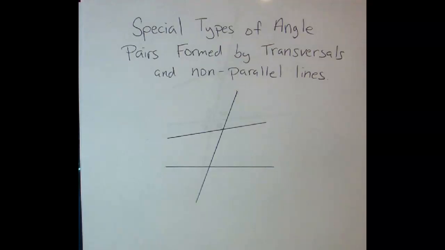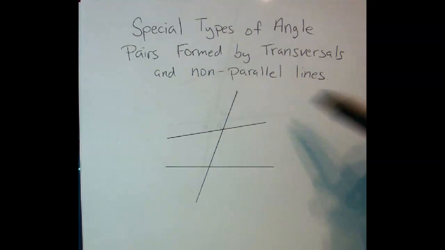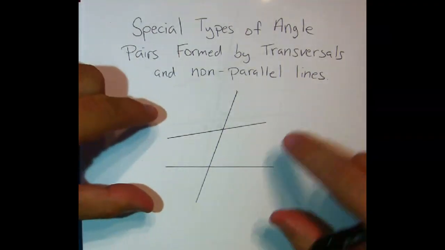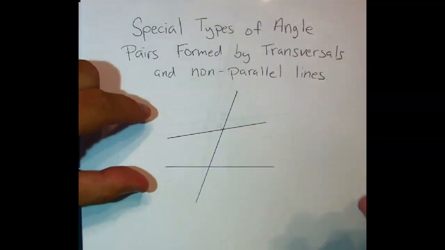Okay, so our lesson today is going to be on special types of angle pairs formed by transversals and non-parallel lines. You're going to find that this is a very in-depth type of lesson that you'll explore, especially in the geometry class, in which what happens when you have two lines that are traveling along, and then all of a sudden another line cuts right through them.